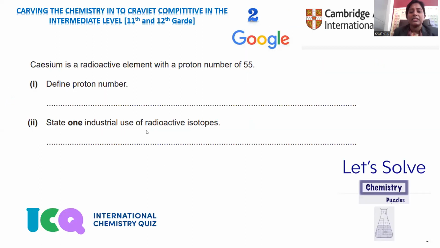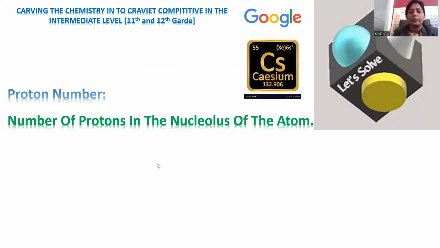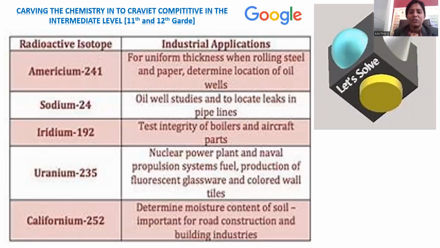State one industrial use of a radioactive isotope. For that purpose, we have so many. Here, the radioactive isotope americium was taken. It is an F block element, right? Its atomic mass is provided as 241. Okay, atomic mass 241 is provided. Americium 241 is the radioactive isotope.